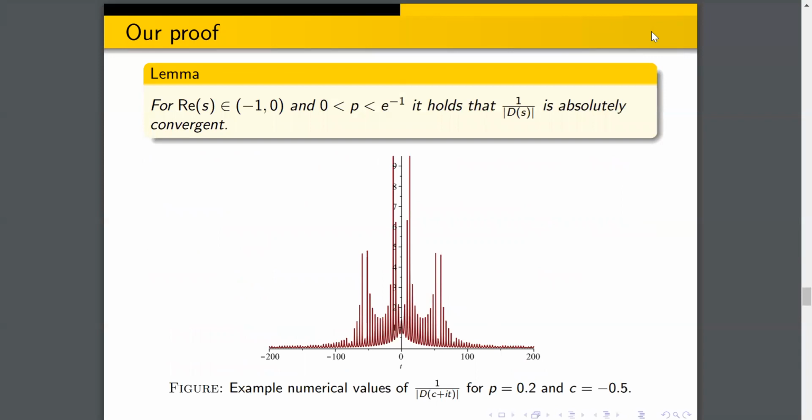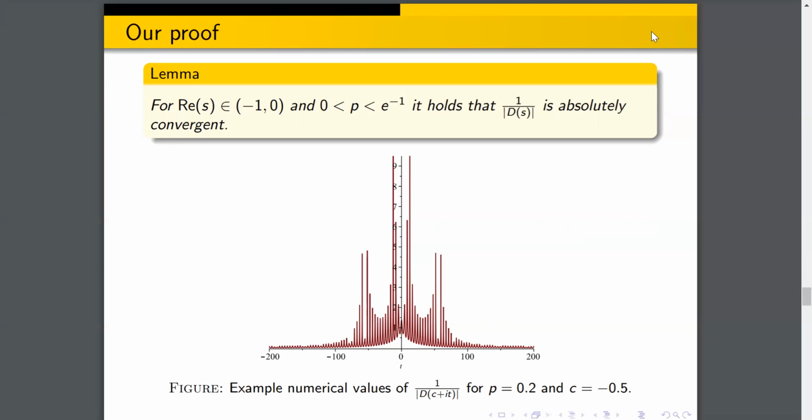So this was probably the core of our work, to prove that if S has a real value between -1 and 0, and P is in the range that we are interested in, then 1 over the absolute value D of S is absolutely convergent. And we prove that, and to support that, we provide the chart of values for T, where T is the imaginary part.